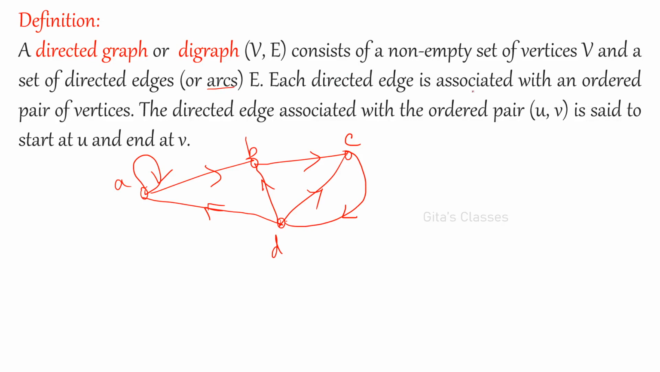So each directed edge is associated with an ordered pair of vertices, that is U comma V. The directed edge associated with ordered pair U comma V is said to start at U and end at V. Suppose if you consider this edge, it is starting at B and it is ending at C. If you consider this edge, it is starting at D and ending at C, and so on.